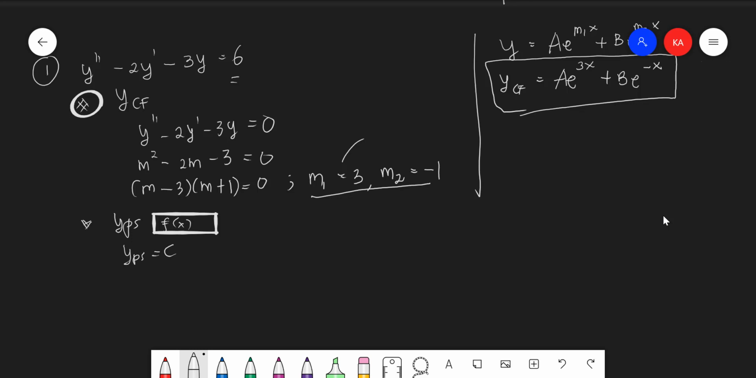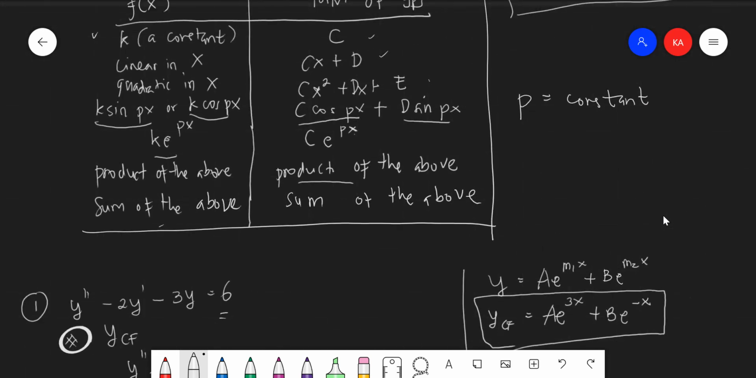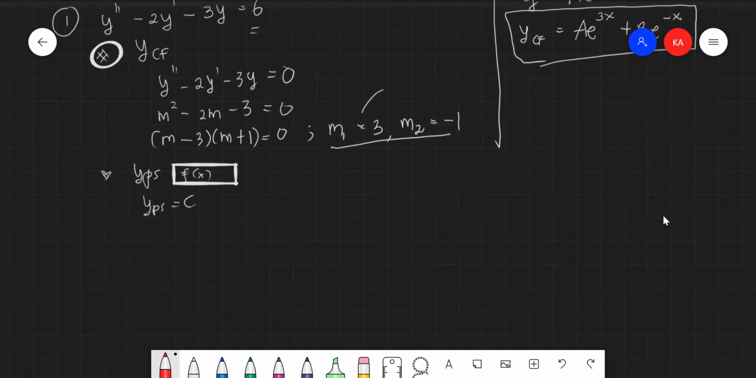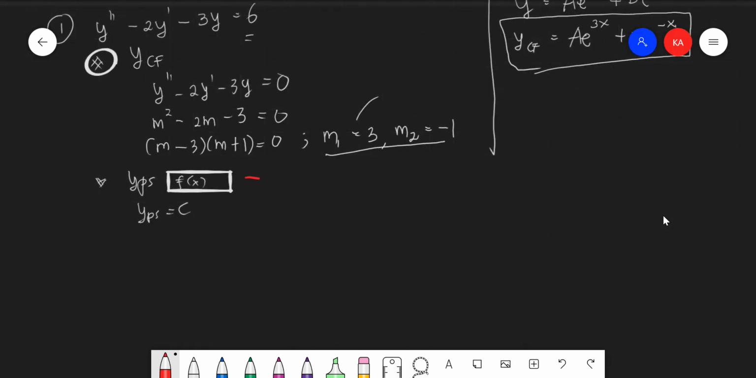Okay, so like this one, if you remember, this is the constant, so we use the first one, constant. So the form of YPS is C, or constant. Because f(x) is equal to 6, YPS is constant. If we take the differential of the constant, it is equal to 0, and the double derivative is also 0, because if we differentiate a constant, it must be 0.